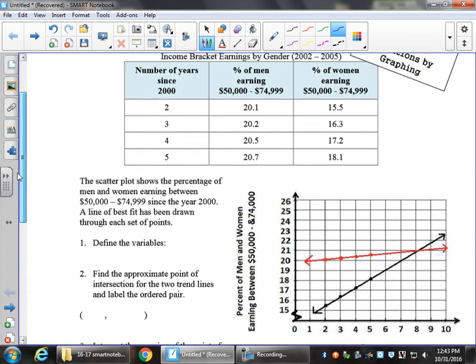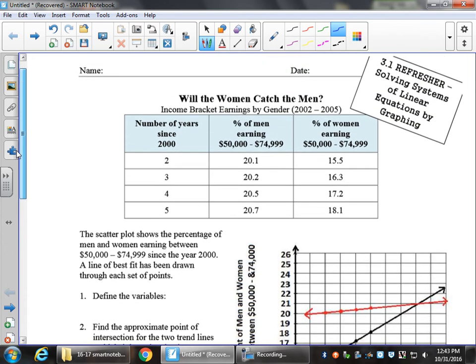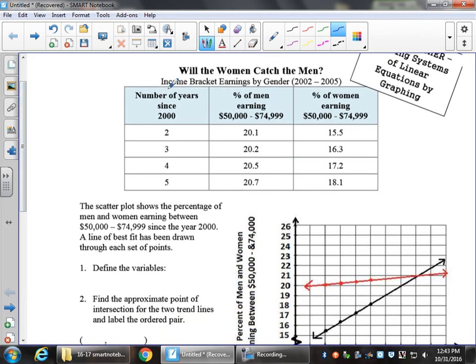So to help us really jump into this with both feet, we're actually going to start by looking at this real world scenario. And the title of it is, Will the Women Catch the Men? This information is about the income bracket earnings by gender. And by bracket earnings, we're saying percent of men earning between this much and this much, between 50,000 and 74,999, and so on. The percent of women earning between these two values. That's what a bracket means. And we're looking at the years 2002 to 2005.